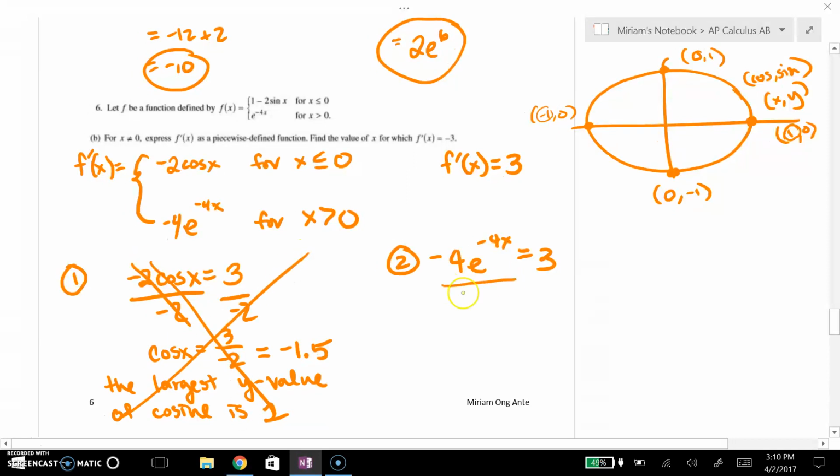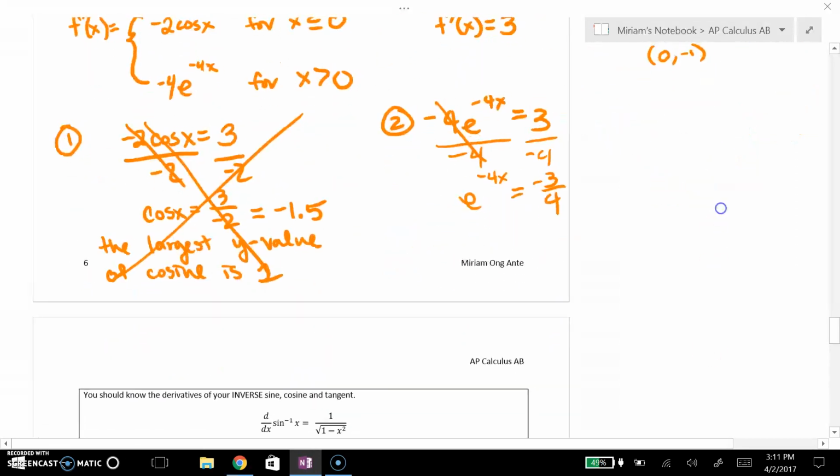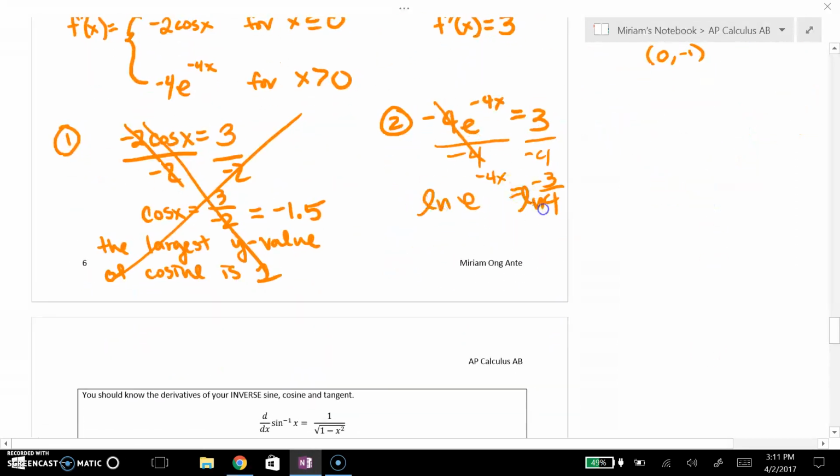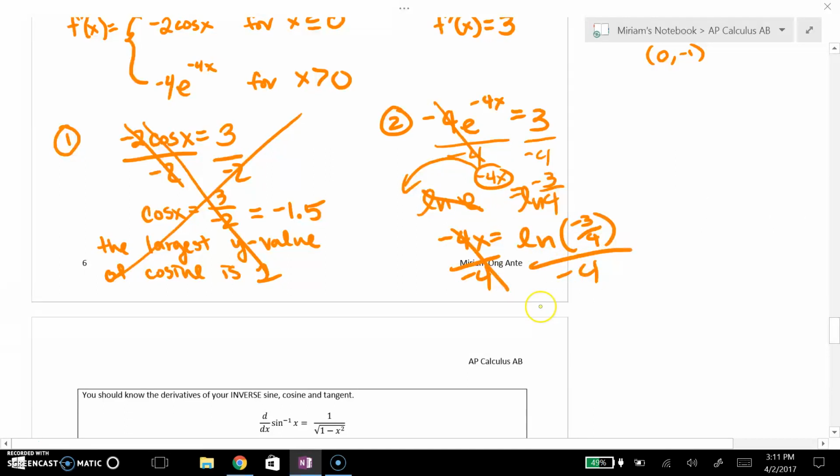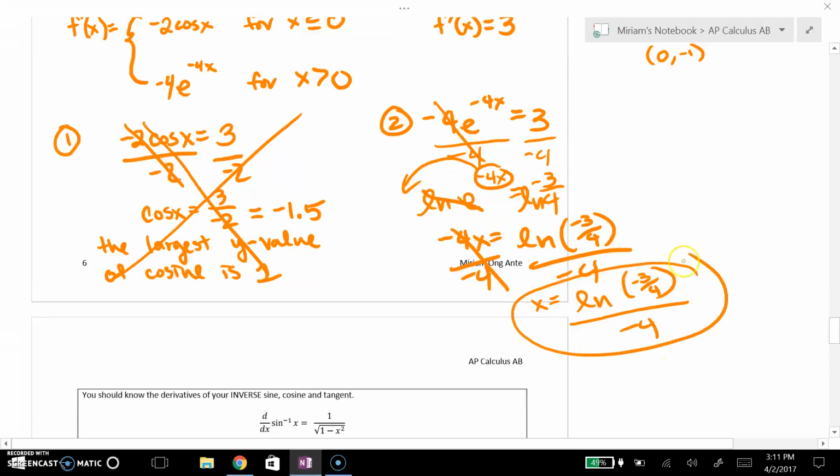Let's try the next one. -4e to the -4x equals 3, so e to the -4x equals -3 over 4. How do we solve this? Natural logs. Bring this down, cancels natural log of e. I have -4x equals natural log of -3 over 4. Divide by -4. And I have x should be the natural log of -3 over 4, divided by -4. So in this x value, you're going to have the y value be 3.